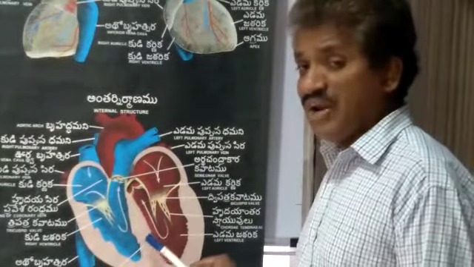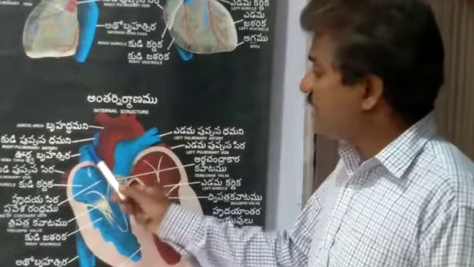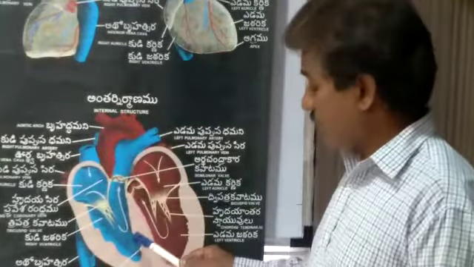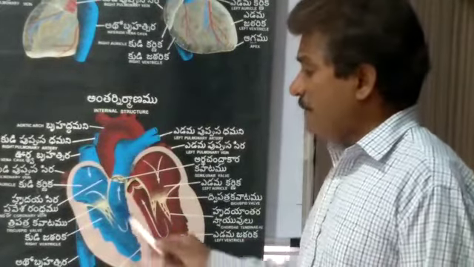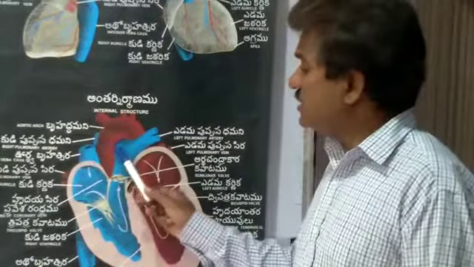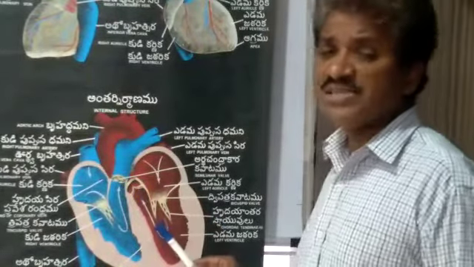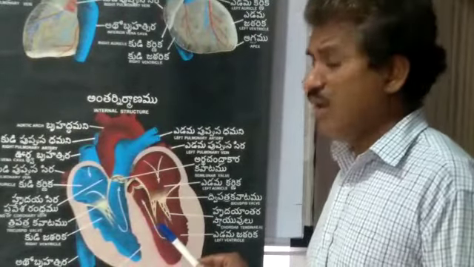After contraction, ventricles start relaxing. At that time, blood present in the pulmonary artery and aorta tries to come back to the right ventricle and left ventricle. At that time, pulmonary valves and systemic valves close. At that time, we hear a dull sound, children. That is the dub. This is a cardiac cycle.